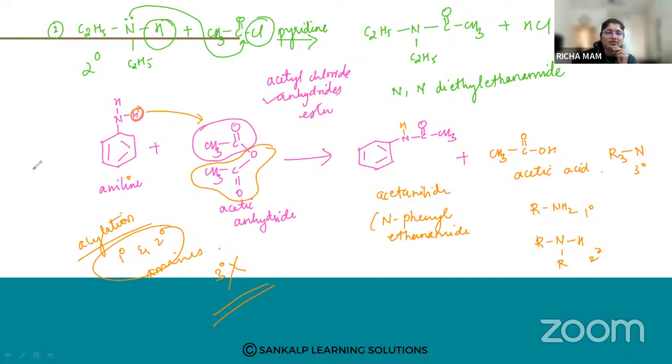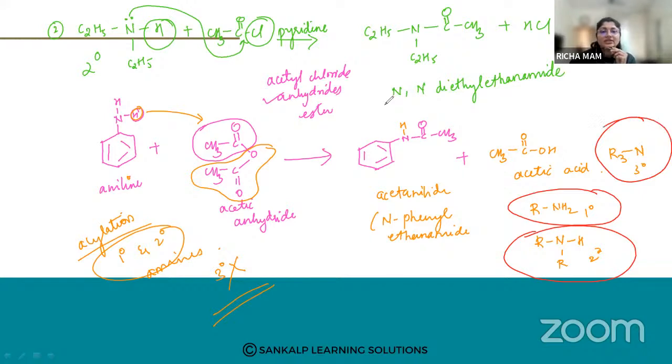So you can see the structure now. I've drawn the structure here: this is primary, secondary, and tertiary. See the structure and you'll come to know, because there are no hydrogens. Yes, very good. In the tertiary amine, you can see there is no replaceable hydrogen.